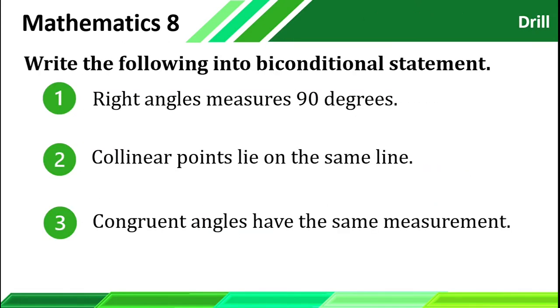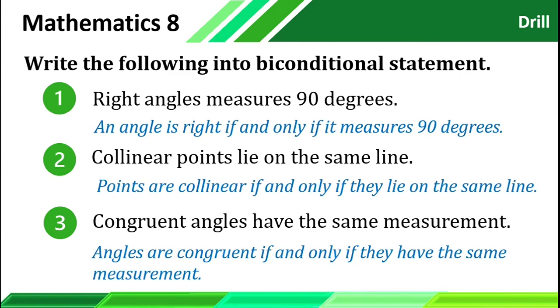Now it's your turn. Let's try to convert or to write the following sentences into biconditional statement. Pause the video for a while and I will reveal the answer afterwards. So for number 1, an angle is right if and only if it measures 90 degrees. For number 2, points are collinear if and only if they lie on the same line. And lastly, angles are congruent if and only if they have the same measurement.